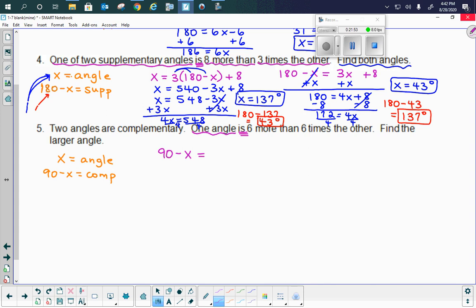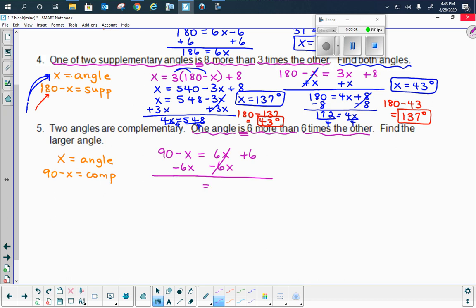6 more than should mean add 6. Right? That's the 6 more than. And then it says 6 times the other. 6 times the other angle you did not already choose. The one I didn't already choose is x. So 6 times x is 6x. And then I'm ready to manipulate. So why don't we purposely this time say you want your x's on the left. That forces us to subtract 6x then.